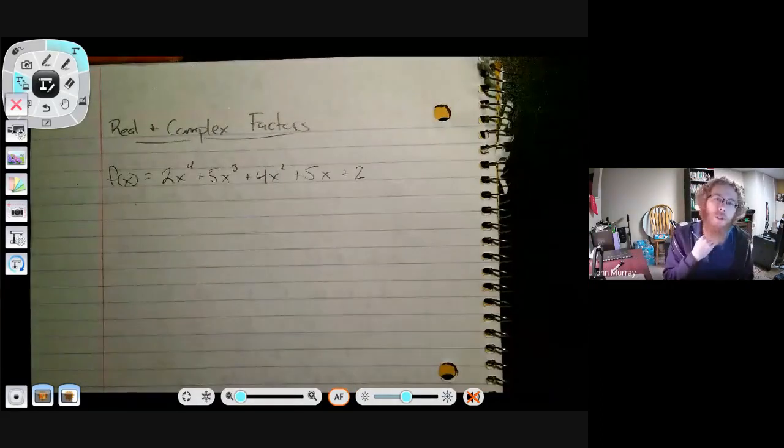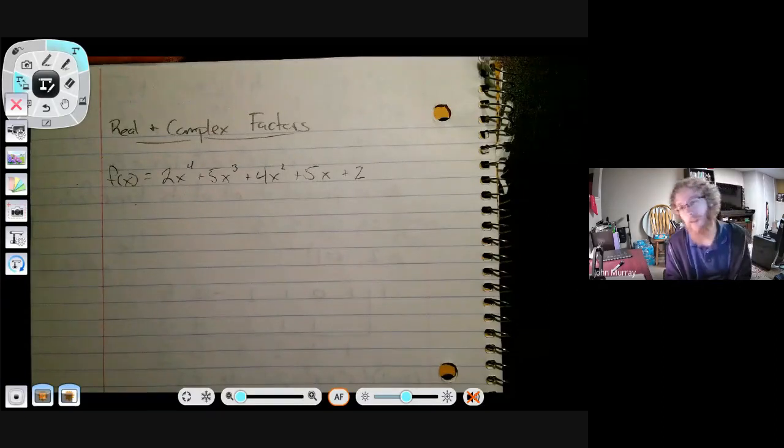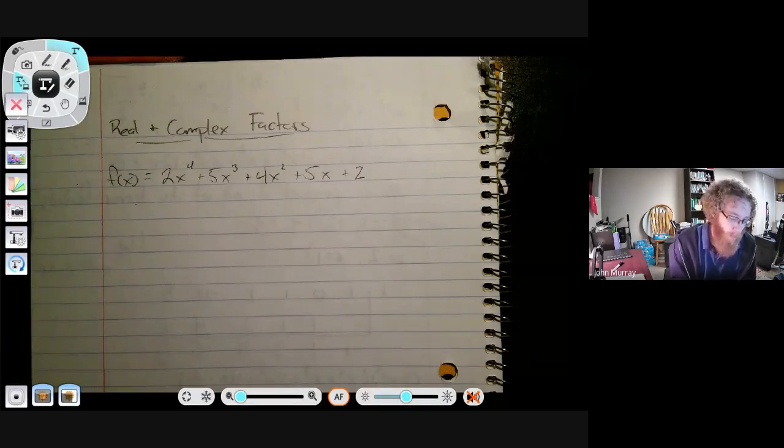Okay, so here we have the function 2x to the fourth plus 5x cubed plus 4x squared plus 5x plus 2. All right, so you're going to do this in steps. The way I have it set up, the first thing you're going to do is find your possible rational roots.